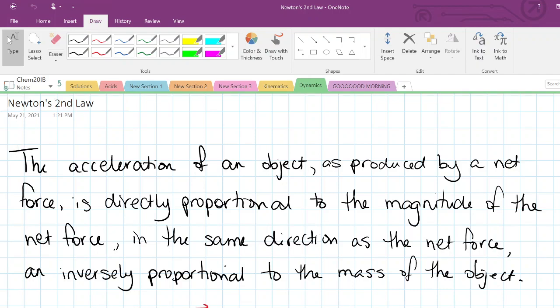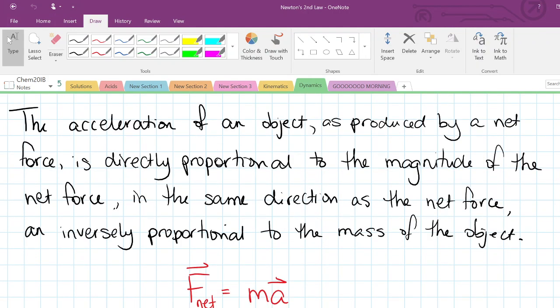So Newton's second law, basically the most common way to express Newton's second law is force net equals mass times acceleration. That's kind of the known Newton's second law, and that's the formula for Newton's second law.